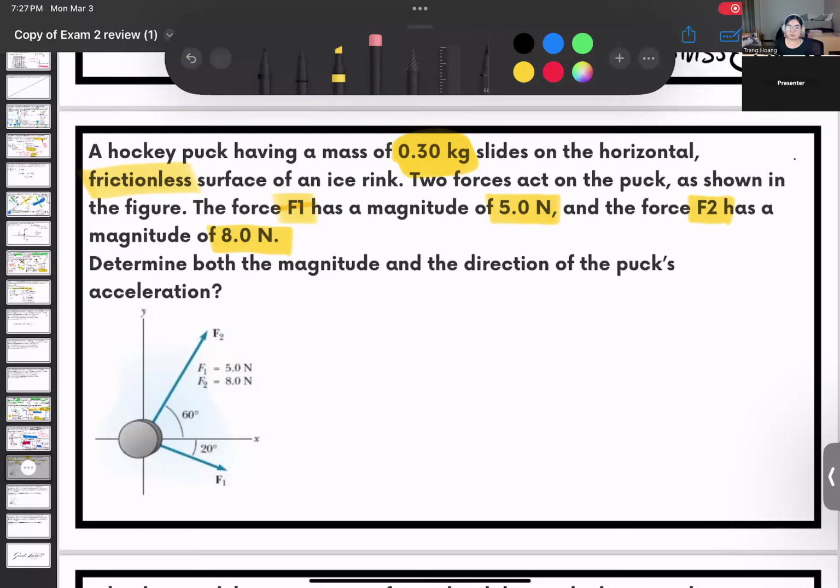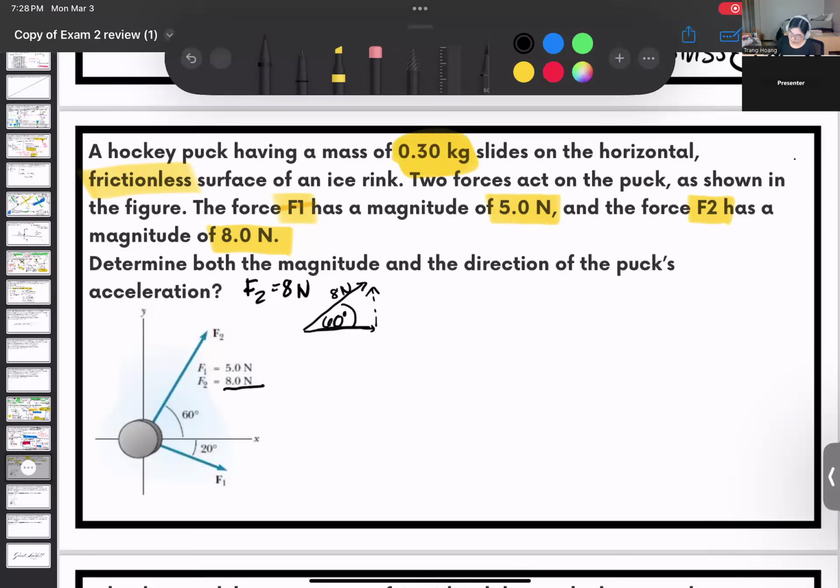What I'm going to do is break it down to two forces, right? Because we talked about force one, force two. Force two we know is 8 newtons. Right here, we see that it is 8 newtons at an angle of 60 degrees. Okay. So there should be a dashed line right here.